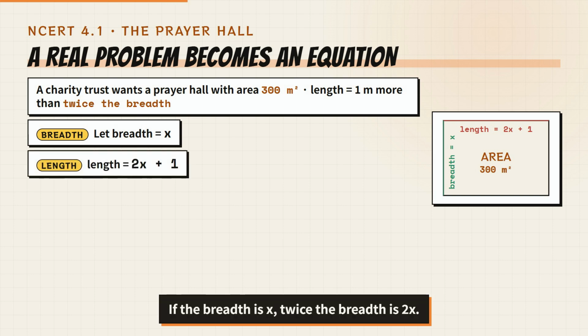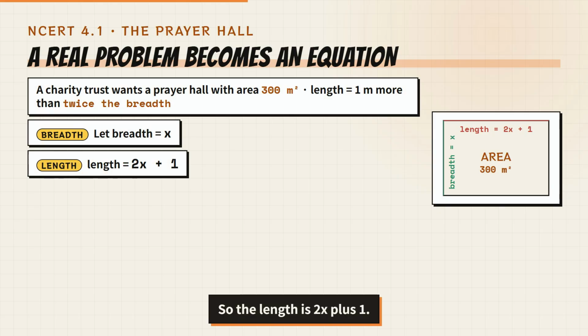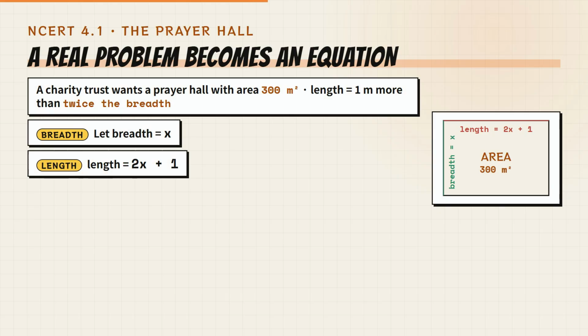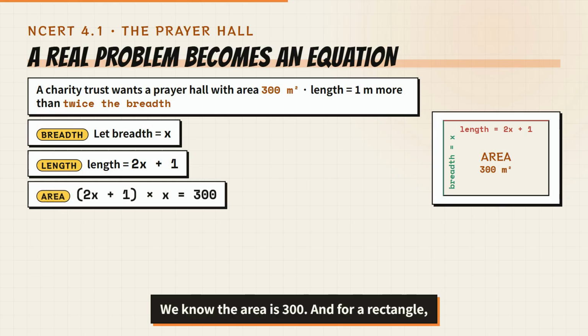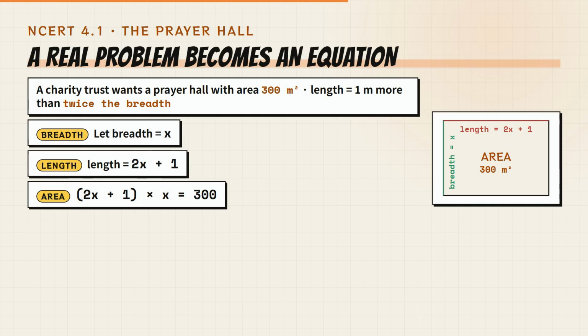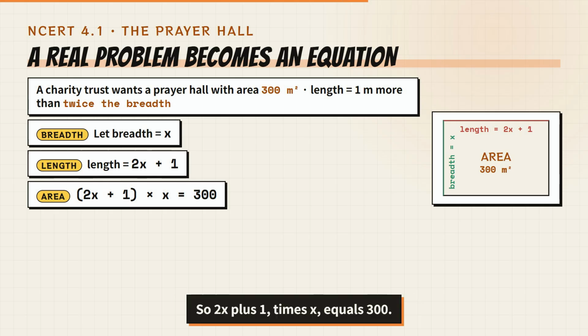If the breadth is x, twice the breadth is 2x, and the length is 1 meter more than that, so the length is 2x plus 1. We know the area is 300. And for a rectangle, the area equals length times breadth. So (2x plus 1) times x equals 300.